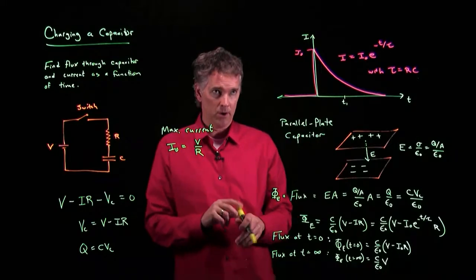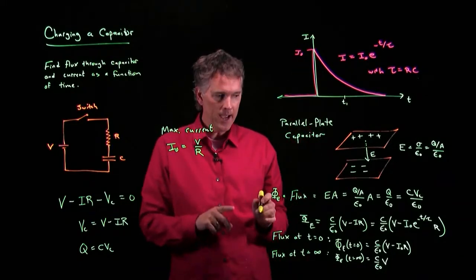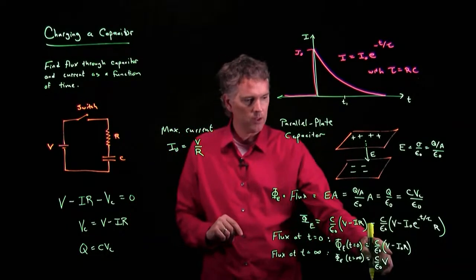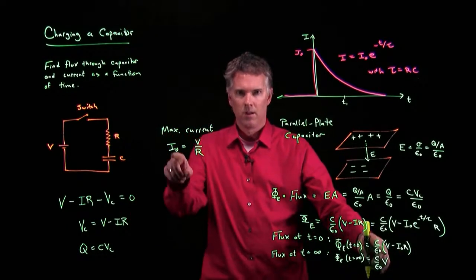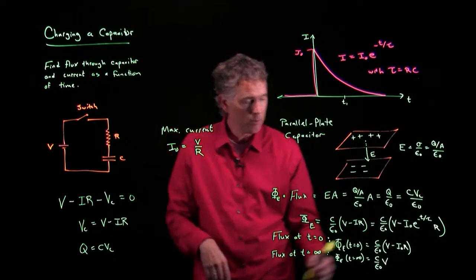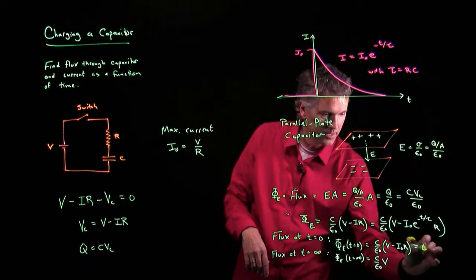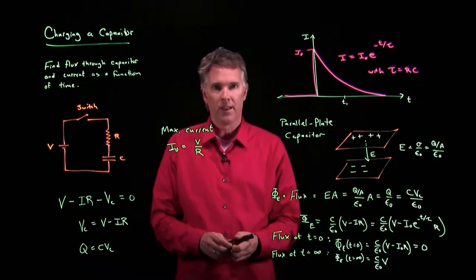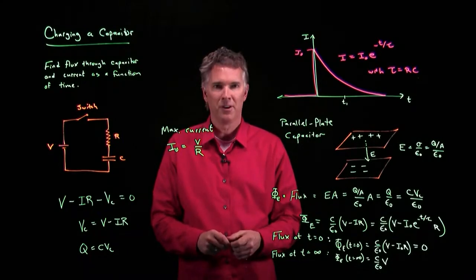the maximum current, I naught. And now, if we go back to our flux calculation and you look at this result right here, wait a minute, V is equal to I naught R. So what's the flux through the capacitor at t equals 0? It's 0. All right? Hopefully that's clear. If not, come see me in office hours.